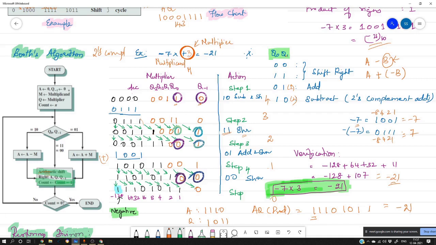The flow chart says to initialize the registers first and also initialize the count value, and compare the values in Q0 and Q minus 1. If the bit pattern is 0, 1, then add, apply arithmetic shift right, and decrement the count. If it is 1, 0, then do subtraction, arithmetic shift right, and decrement the count. For the other two cases, 1, 1 or 0, 0, you need not do any addition or subtraction, simply shift right, preserve the sign bit, and decrement the count. These steps are repeated till the count becomes 0.